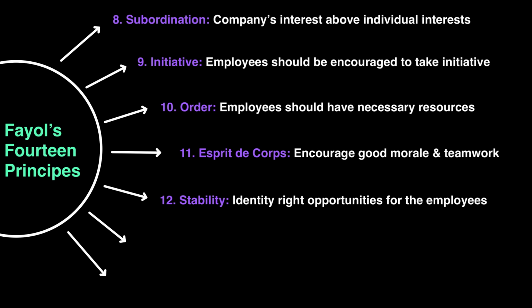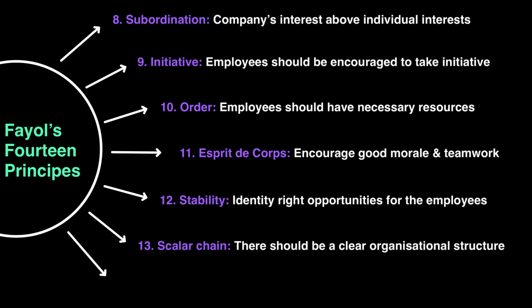Number 13 is scalar chain, which is that there should be a clear organizational structure. There should be a clearly identified CEO, people who are reporting to him, the next tier who are the managers and supervisors, and the workers. Everyone's role should be clearly identified in the overall organizational structure. And lastly, equity. Managers should treat everyone equally, and this is something that we build on from the equality policy that all HR departments will have in the organization.